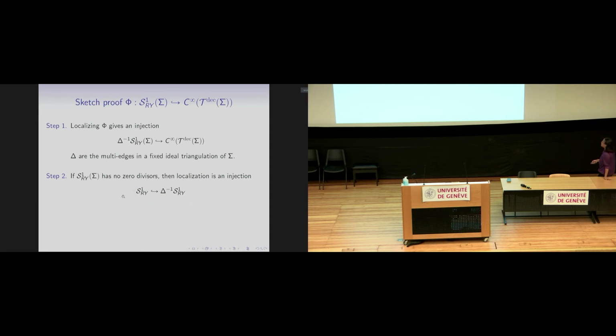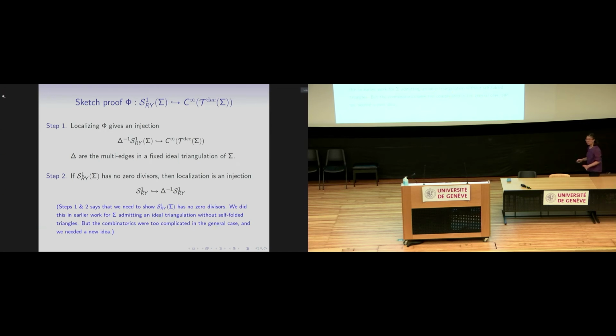And so we showed this in earlier work in the case where the surface has an ideal triangulation without self-folded triangles, and we did it purely by combinatorics. You look at the curves, multiply them, and show that it's always non-zero, right? Because the combinatorics is really complicated, we needed to assume that there were no self-folded triangles, but then in the general case, this was just a nightmare. So obviously we needed a new idea.